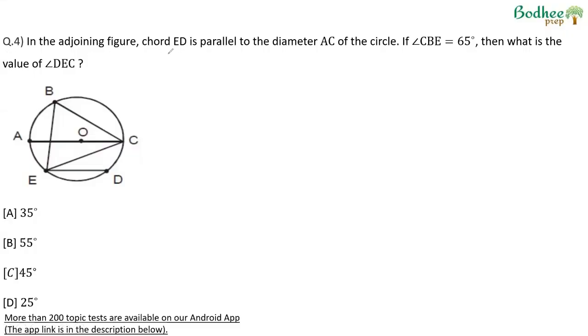In the adjoining figure, ED is parallel to diameter AC. These two are parallel. If angle CBE is 65, what is the measure of angle DEC? This is to be calculated. So we have the diameter. EBCD.